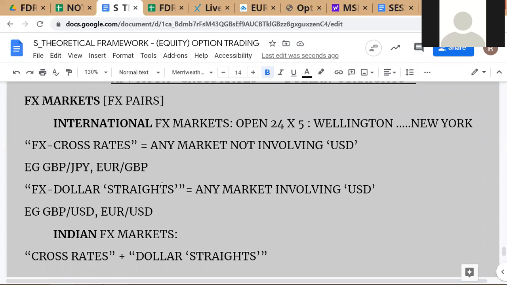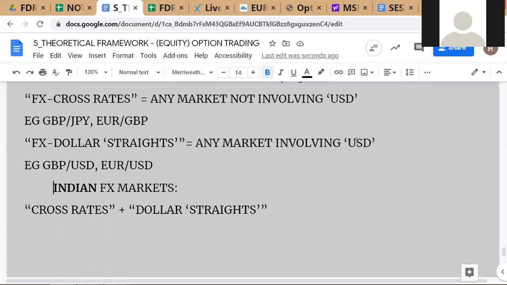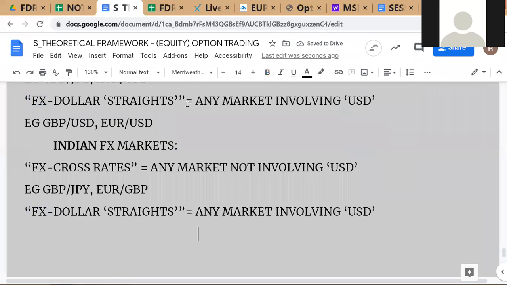In the Indian FX markets, we'll just copy this from here. It's different. If you go to work in a trading room in Bombay, people will say any market here, this will become INR. And we don't actually use the word dollar straight here, so this is not really used, not really relevant.